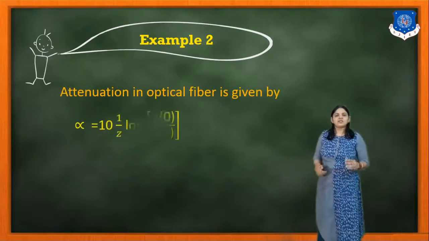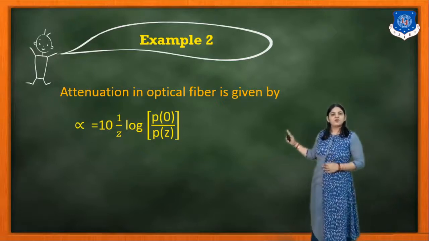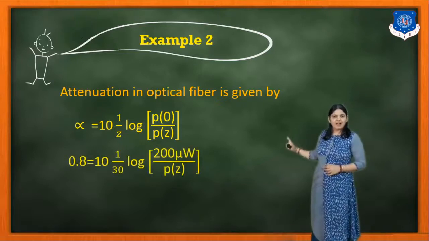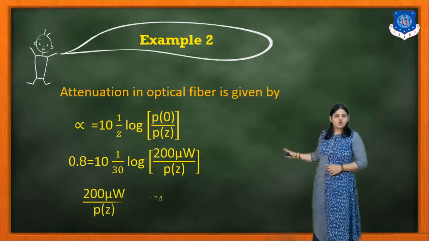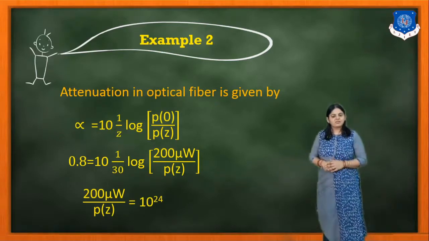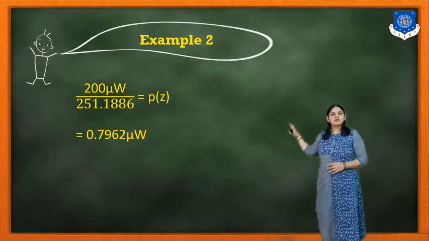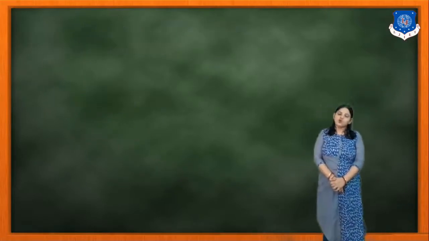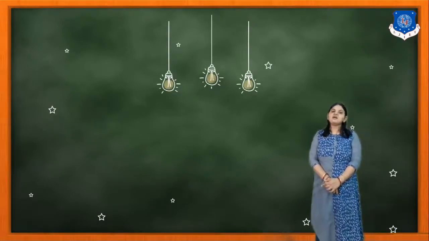So now the attenuation in the optical fiber is given by alpha is equal to 10 1 by Z log P0 upon Pz. Now put the values of alpha and Z in the equation. P0 value we are putting over here. So our answer is 200 microwatt divided by Pz is equal to 10 raised to 24. So the Pz value is 0.7962 microwatt. So this is about the examples related to attenuation.